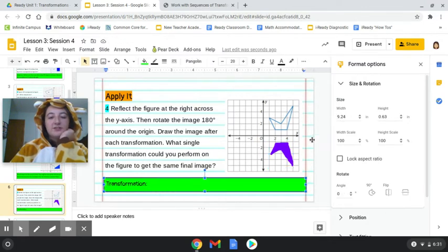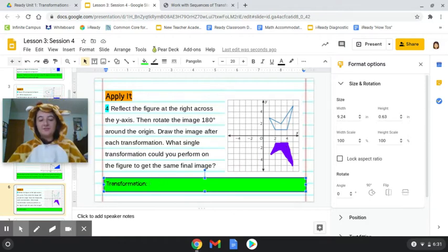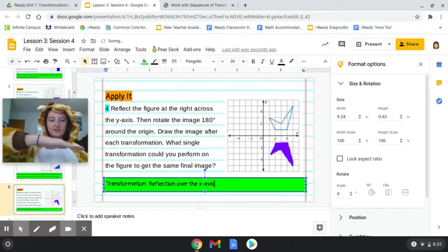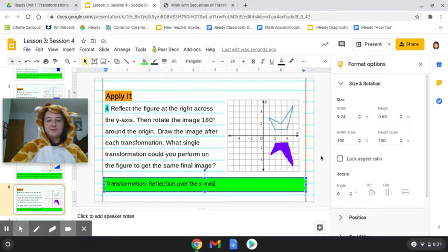Now they're asking, what single transformation could you perform on the figure to get the same final image? And that is, what is this compared to this? A reflection across the x-axis. Remember, the y is up and down, the x is left to right. So this is the same as a reflection over the x-axis.